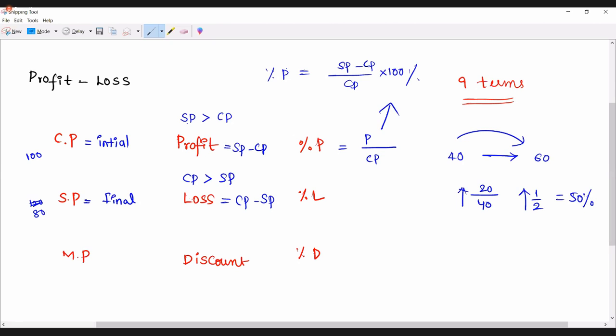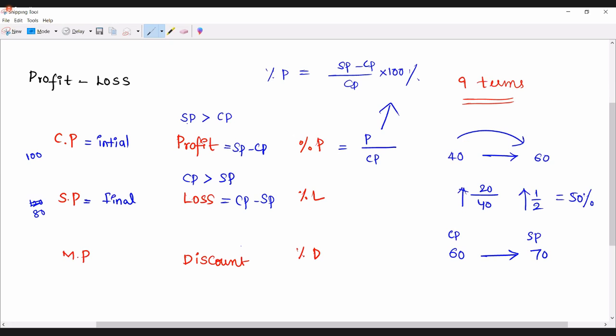Once you have an idea of that, that's enough. No need of by-hearting the formula. So no need of memorizing the formula. See, for example, the same question is given like this. 60 rupees is a cost price, initial price, and I'm selling it for 70 rupees. What is the percentage profit here?